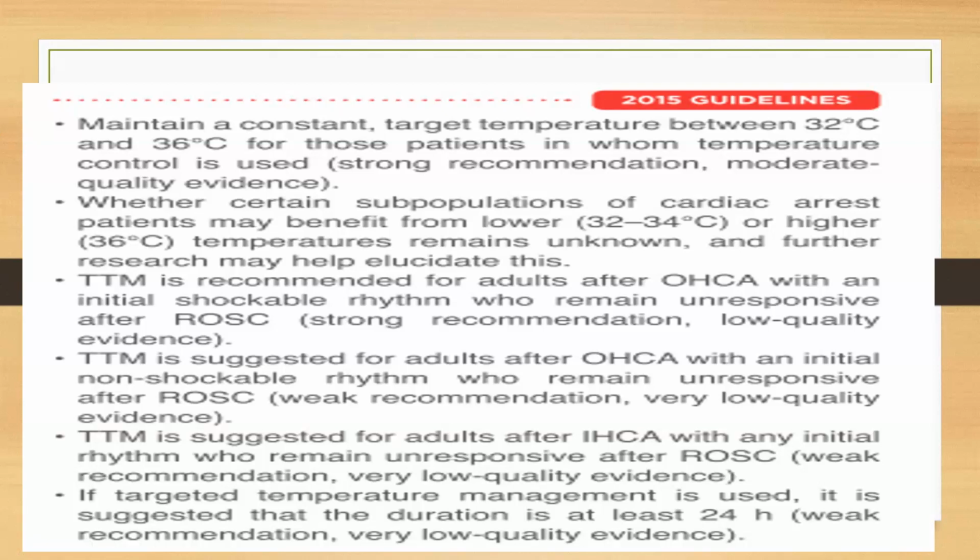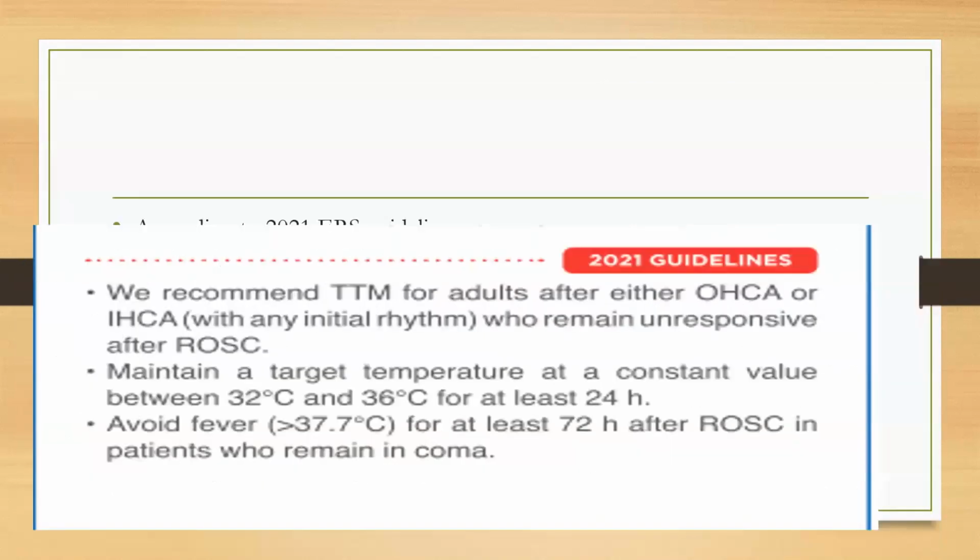If targeted temperature management is used, it is suggested that the duration should be at least 24 hours. Again, it has a weak recommendation and very low quality of evidence. In the 2021 guideline, they simplified all these things, and they just said we should recommend targeted temperature management for adults after either out-of-hospital cardiac arrest or in-hospital cardiac arrest with any initial rhythm who remain unresponsive, which was much more simplified.